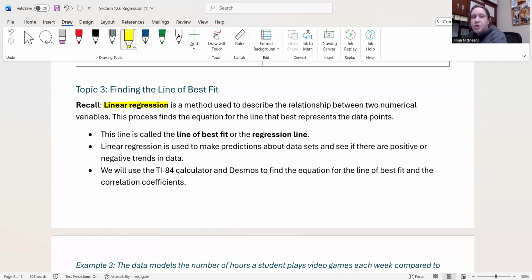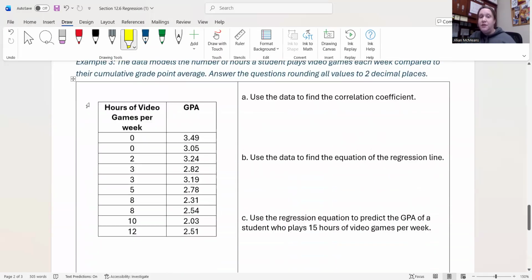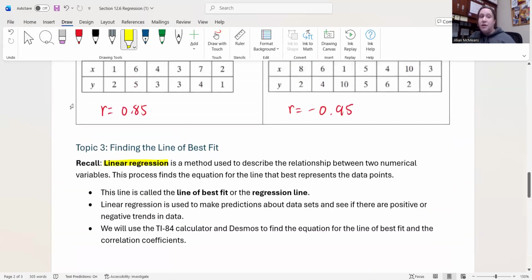Okay. So we'll use the TI-84 calculator and Desmos just like we did for the scatter plots, just like we did for the correlation coefficient. It would be nice if I could do just one or the other, but some of you use the calculators, some of you use Desmos. So I'm going to show you how to do it on both, even though it takes a little bit longer. Okay? So you already know how to find the correlation coefficient. And again, if you can find the correlation coefficient, you can find the line of best fit.